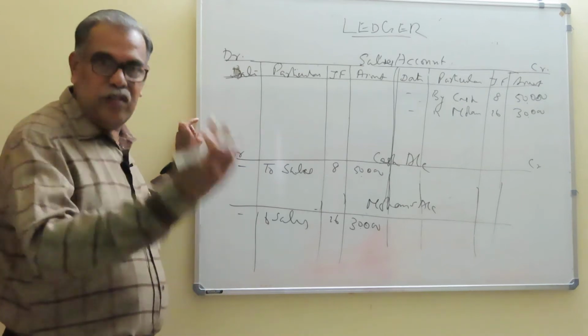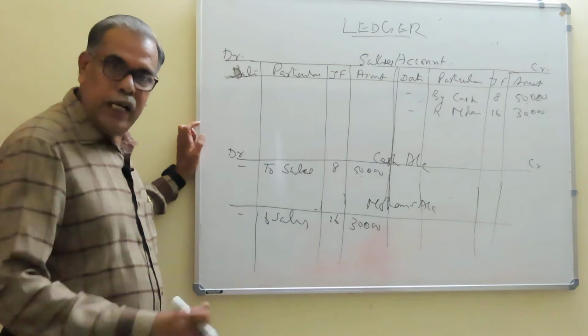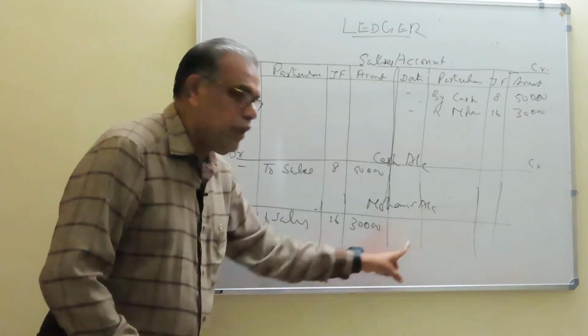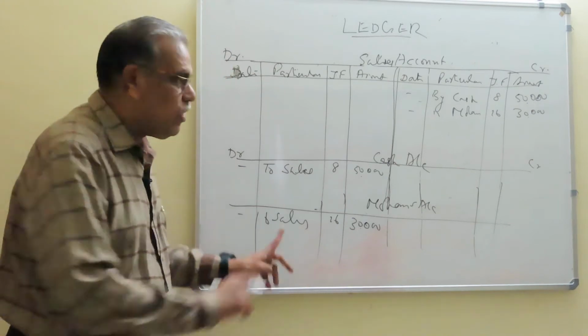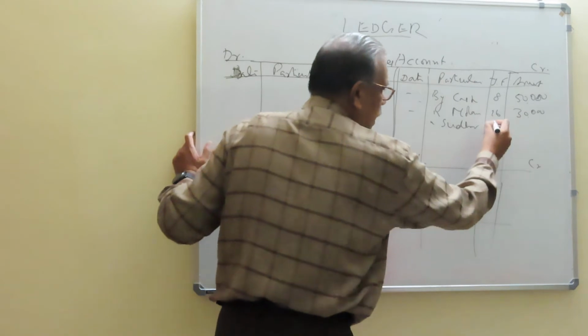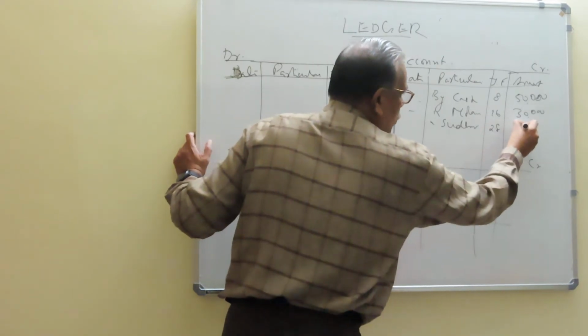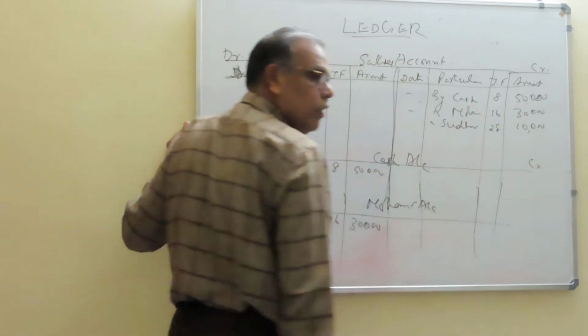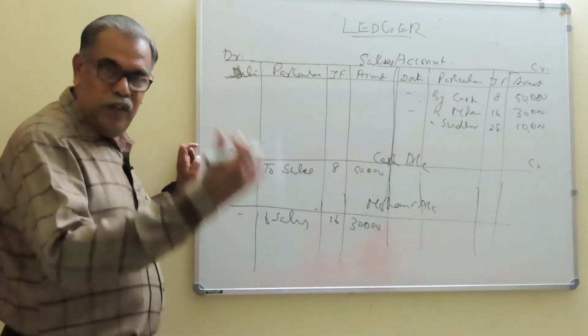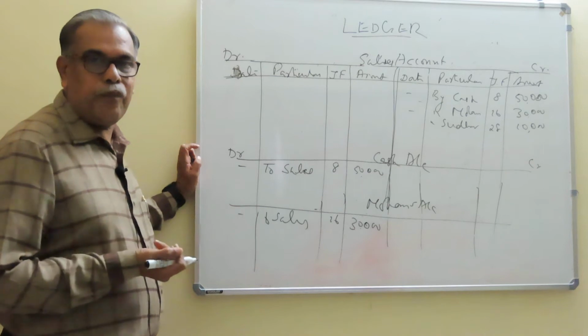Similarly, when there is a sale to Mr. Sudhir, the entry will be Sudhir's account debtor to sales. So we will open a Sudhir's account, we will write to sales, and in sales account by Sudhir. Page number may be 28 and amount may be 10,000. And this process will be continued.